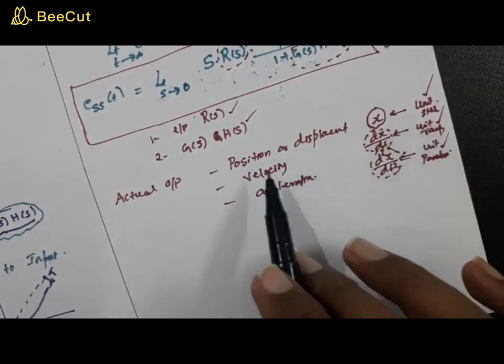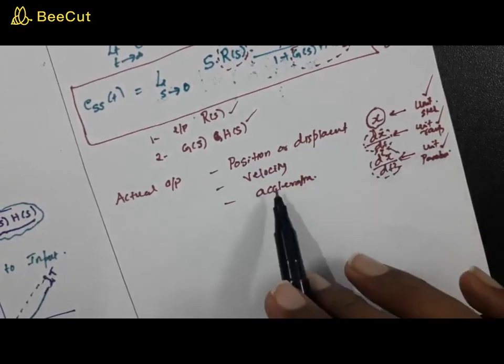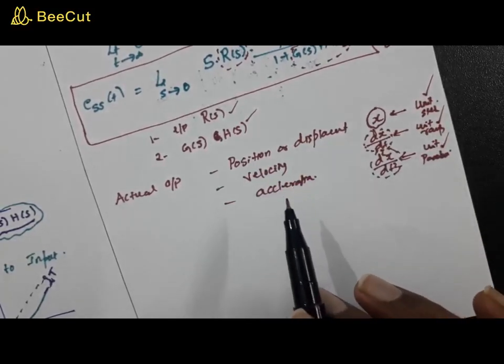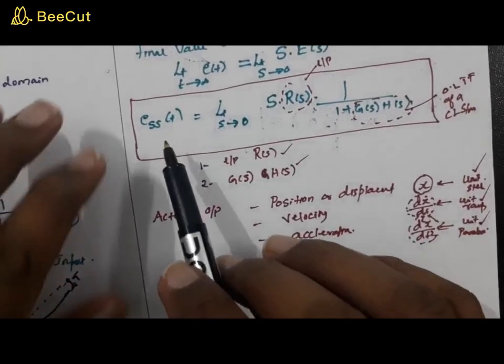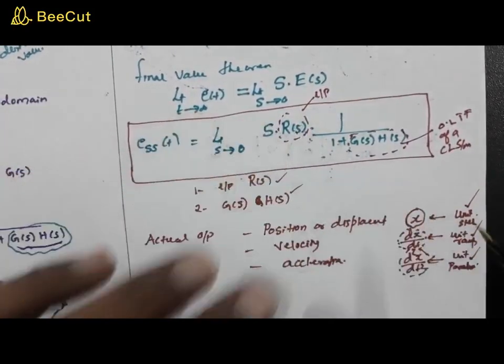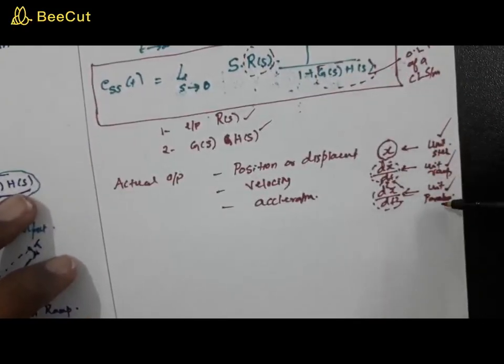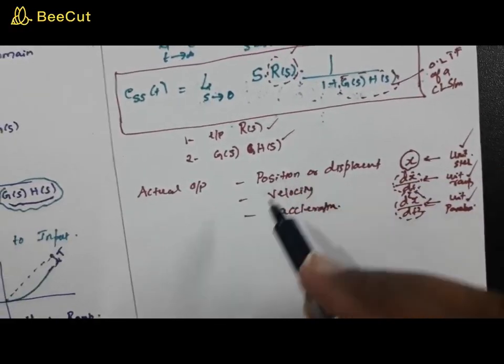When you give a unit ramp, it will be in the form of velocity. When you give a unit parabola, it will be in the form of acceleration. So far we have seen that steady state error depends on the input, and you can have three classes of test input: step input, ramp input, and parabola. Based on that, you can have different physical outputs.